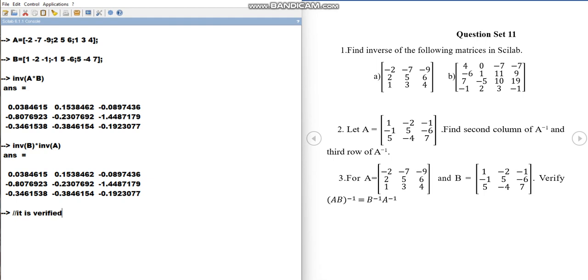So this way we have completed the concept of determinant as well as inverse. For the third question, we haven't verified the determinant first because we have to verify the property, so no need to verify whether the determinant exists or not.